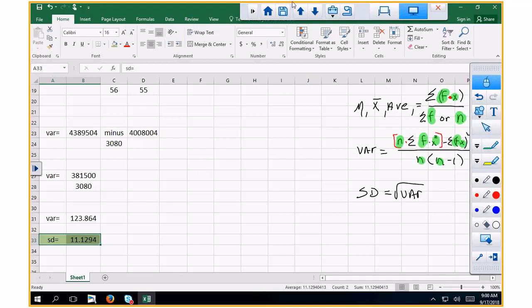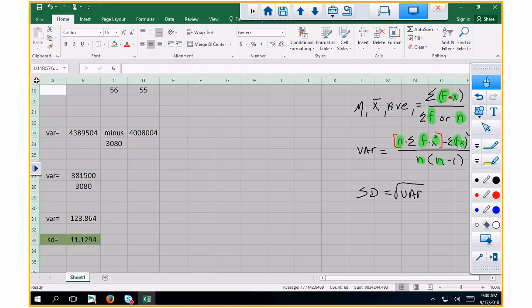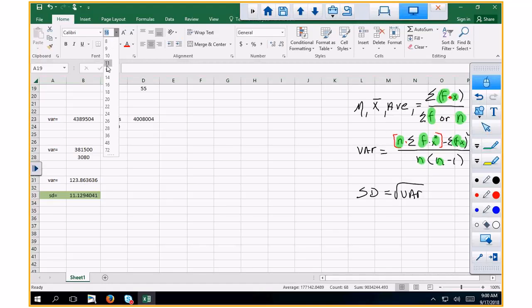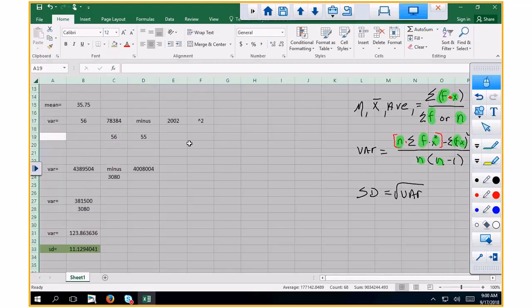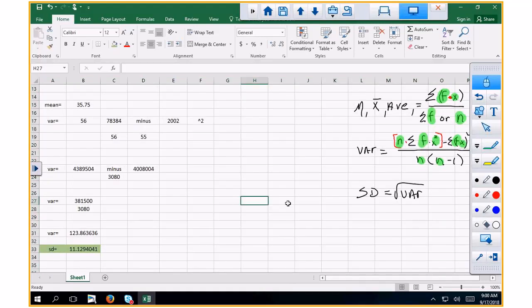And I'll try to make this smaller right quick for some of y'all that need to see the numbers. Let me make it a little bit smaller. And bring it down a little bit. There you go. There's the numbers in the formula.